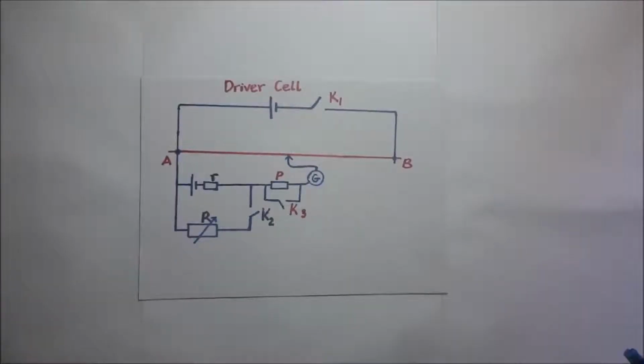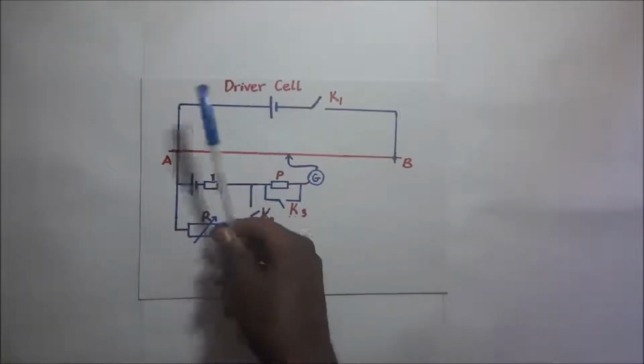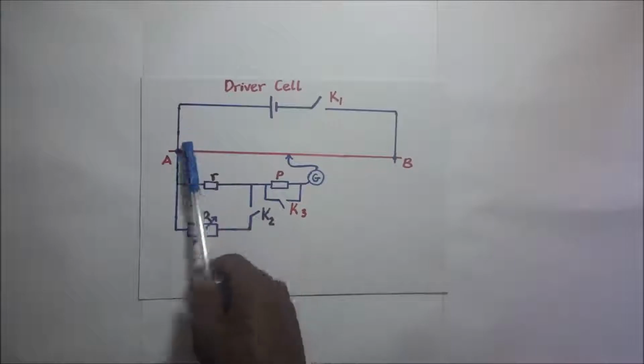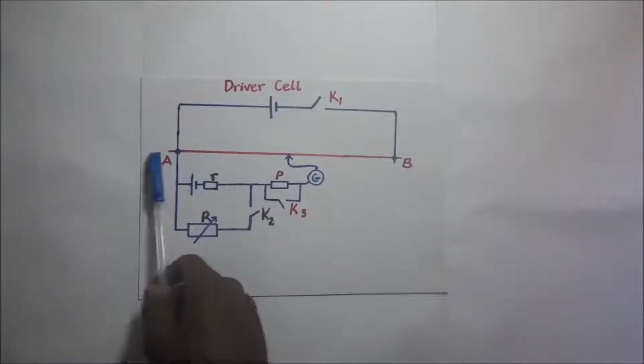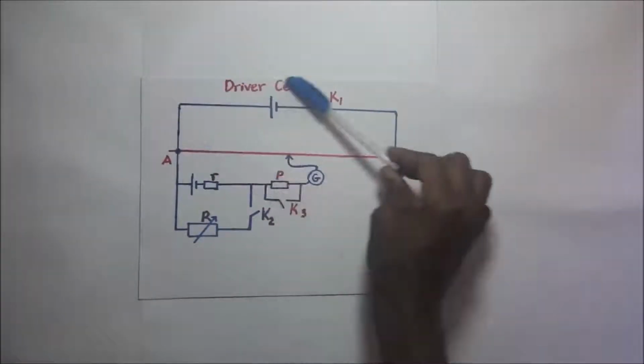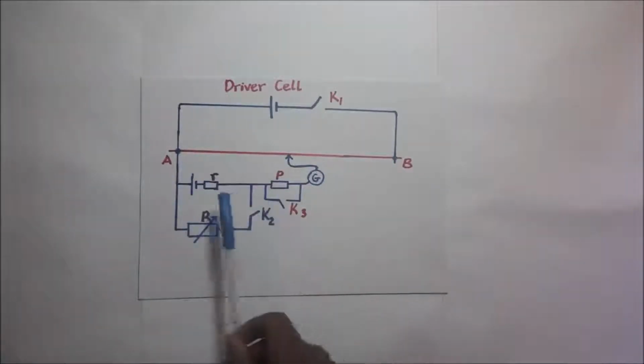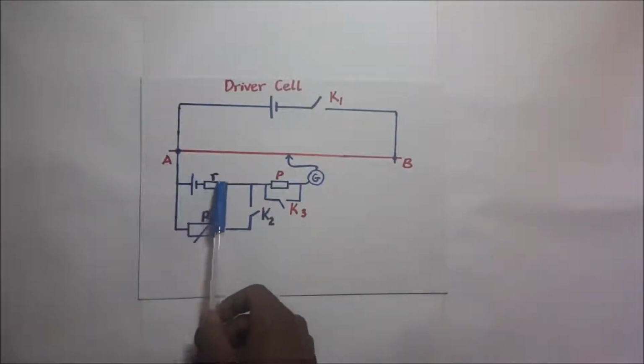Now, this is how our setup will be like. Of course, our potentiometer is having a driver cell right there, with a certain switch we've called K1, connected to a slide wire AB. This is the primary circuit. To it is connected the secondary circuit, which comprises the cell whose internal resistance we want.